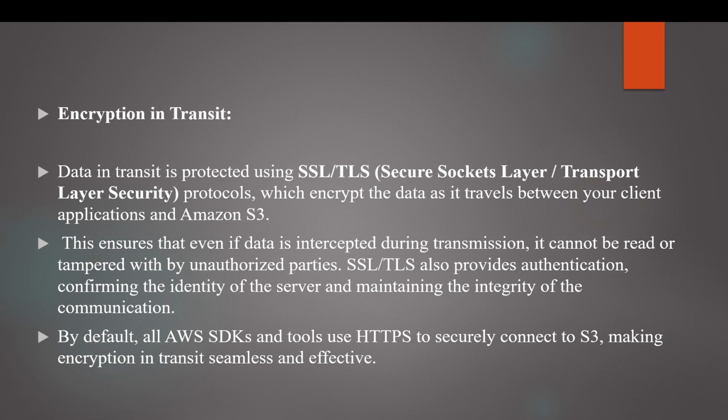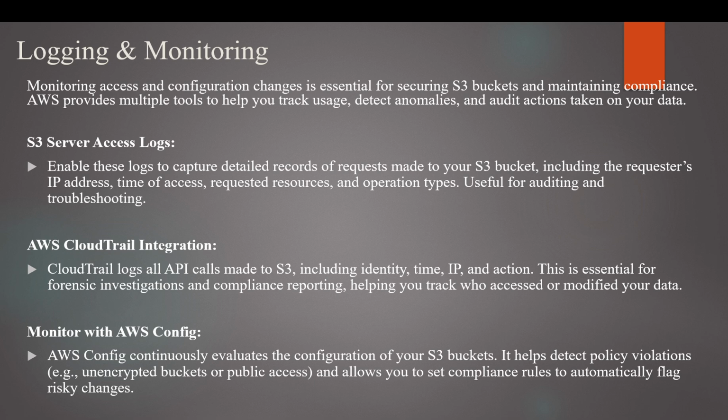Encryption in transit. Data in transit is protected using SSL or TLS, secure socket layer or transport layer security protocol, which encrypts the data as it travels between your client application and Amazon S3. This ensures that even if the data is intercepted during transmission, it cannot be read or tampered with by unauthorized parties. SSL and TLS also provide authentication, confirming the identity of the server and maintaining the integrity of the communication. By default, all AWS SDKs and tools use HTTPS to securely connect to S3, making the encryption in transit seamless and effective.